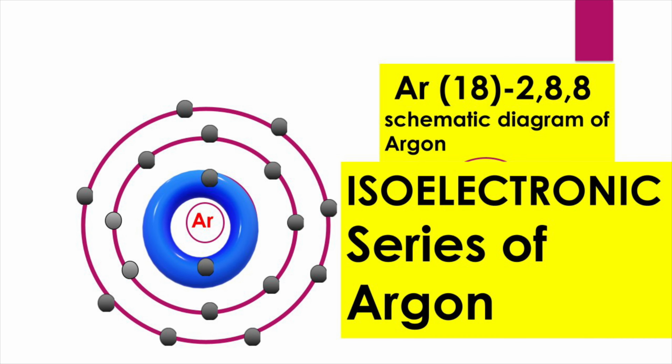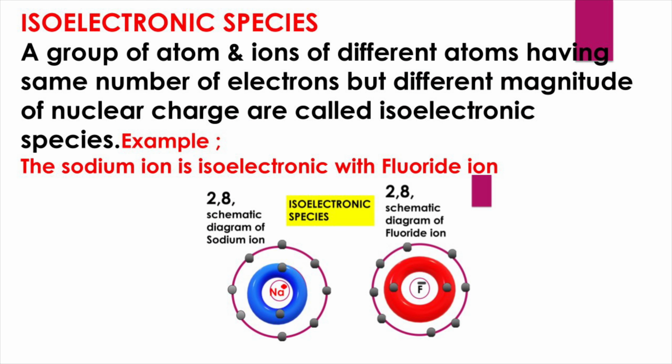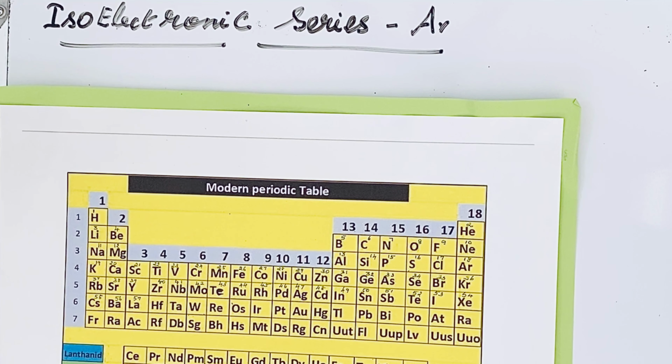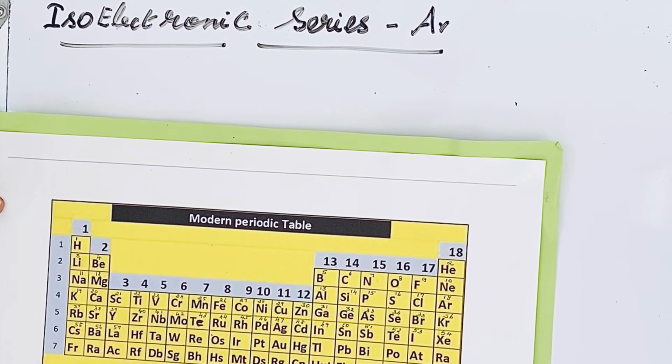Here we will see how to write the isoelectronic series for argon. First, let us see what isoelectronic species are. A group of atoms and ions having an equal number of electrons but a different number of protons are called isoelectronic species. So to make the isoelectronic series for argon, first we should write the atomic number.